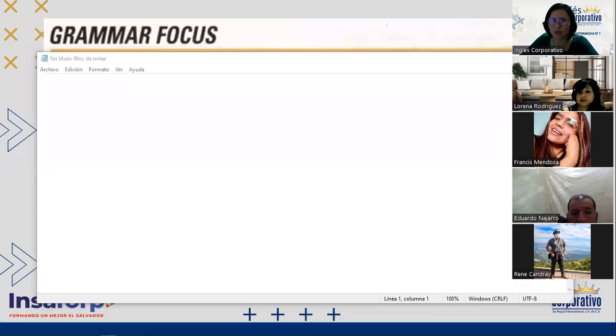Sí, tenemos el verbo like y pues usted lo puede utilizar sin ningún problema, ¿verdad? Sin embargo, ¿verdad?